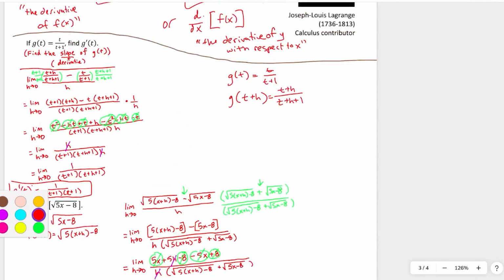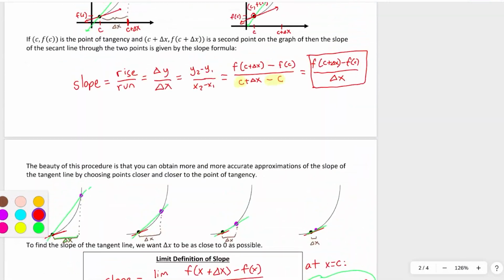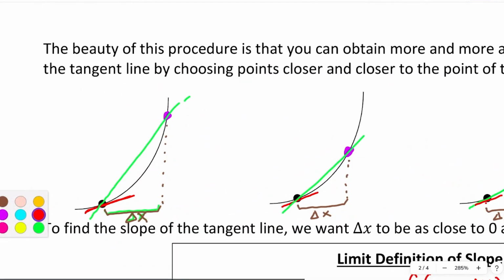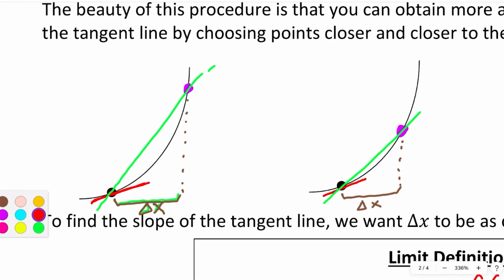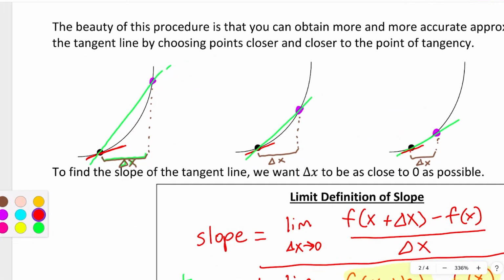So going back to the very beginning here, this isn't that particular curve, but that equation that we just found would be like that red line that we were trying to figure out earlier.